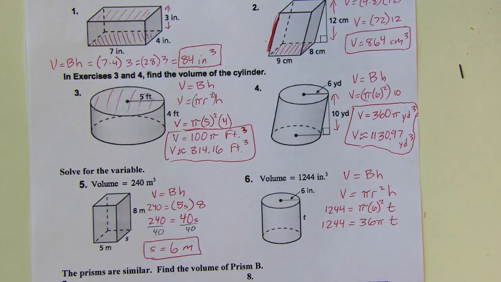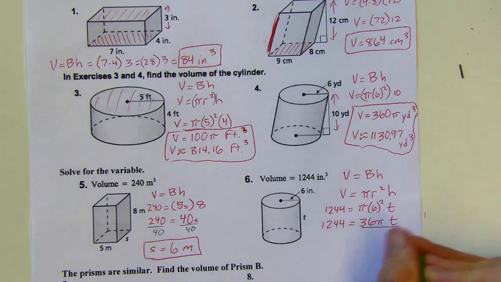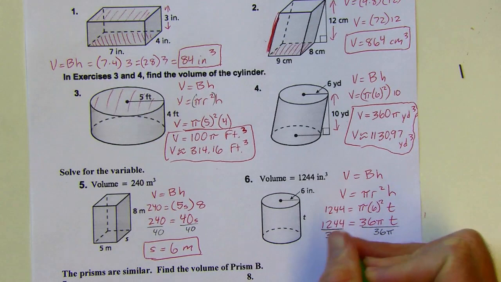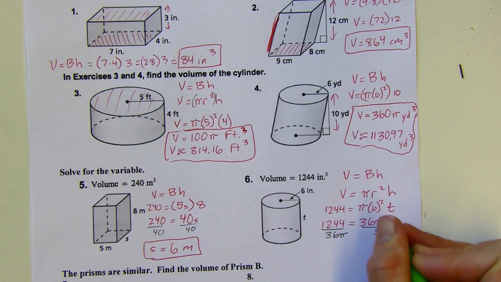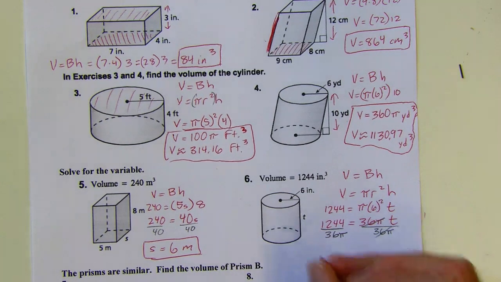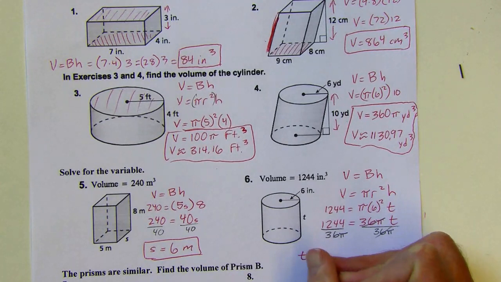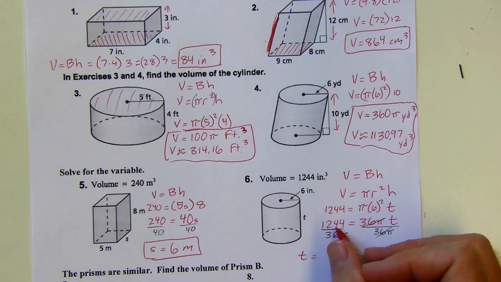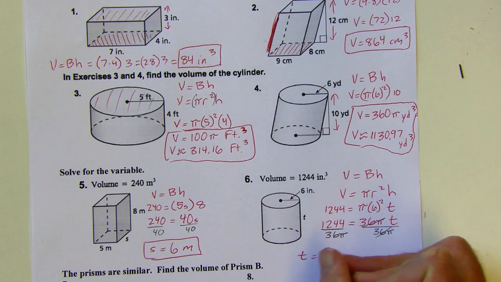Okay, now I want to isolate t, so I'm going to divide both sides by 36 pi. That will isolate the t. So I could probably reduce that. Well, let me just reduce it. So reduced, this is going to be 311 over 9 pi.